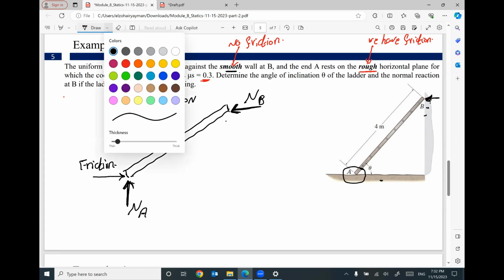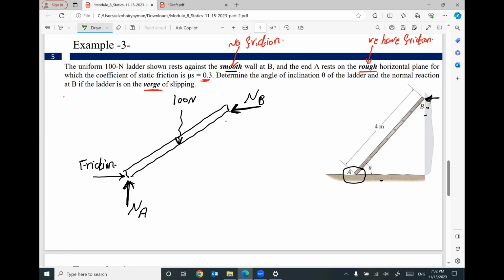So guys, keep in your mind and be careful and read your problem carefully. B, the contact between the ladder and the wall, is smooth, so no friction. Because when the sliding happens, point A will move to the left and point B will move down. So I don't have friction at B because it's a smooth surface. I have friction at A opposite to the direction of movement, so it will be to the right. Besides, the ladder rests on this wall and this ground, so we have a reaction like this and a reaction like this. This is called a free body diagram. I am showing everything acting on this ladder.